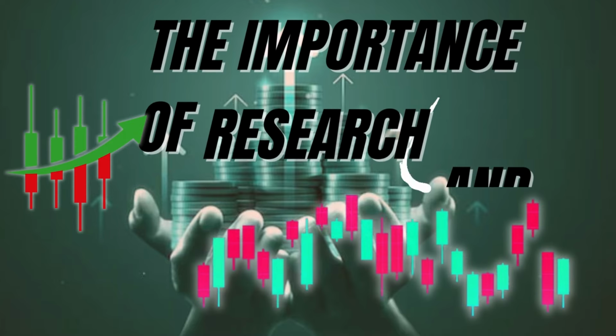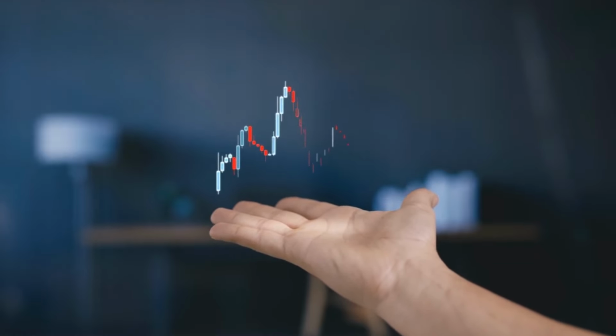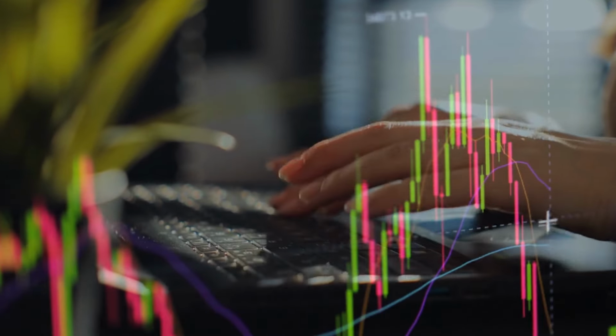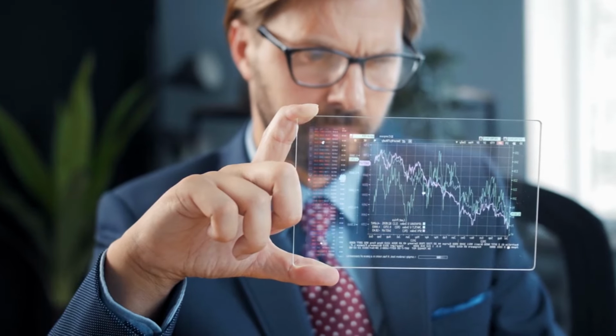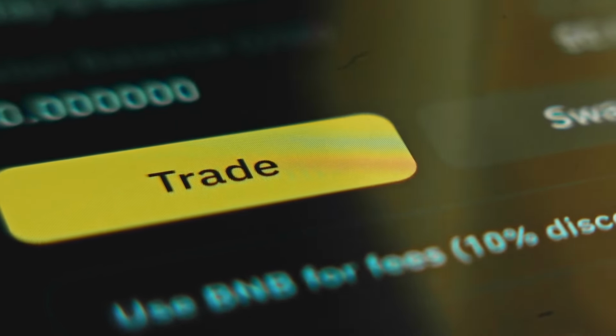The importance of research and professional advice. Options trading is a powerful yet complex investment strategy. It's essential to understand the risks and mechanics before diving in. Beginners should start with thorough research, consulting professionals, or practicing on a paper trading account to avoid real losses.